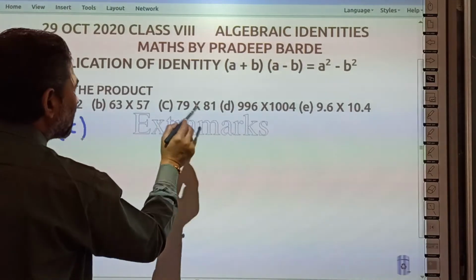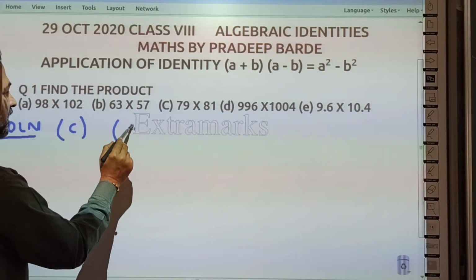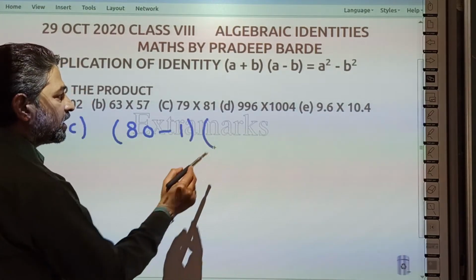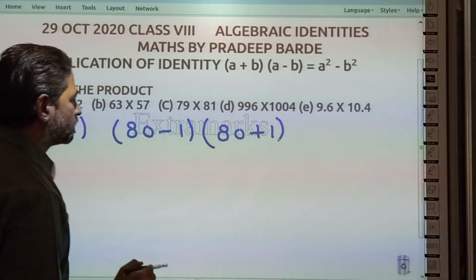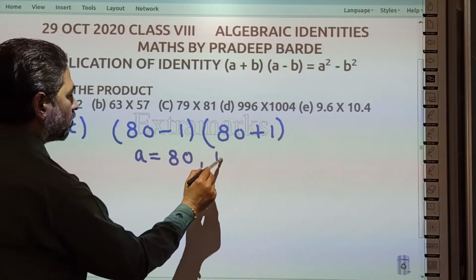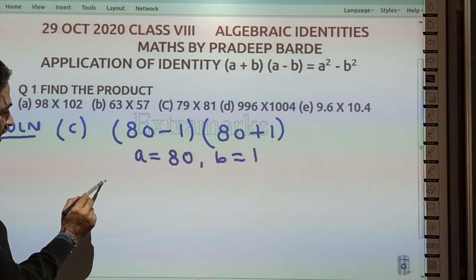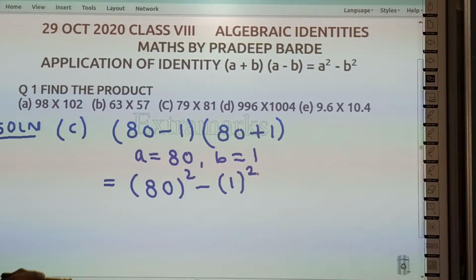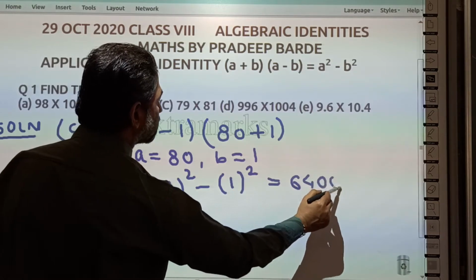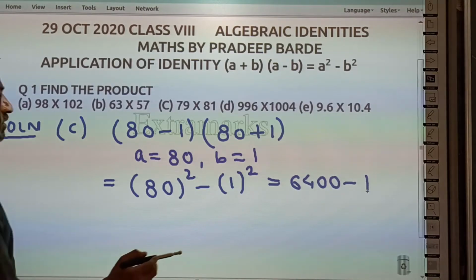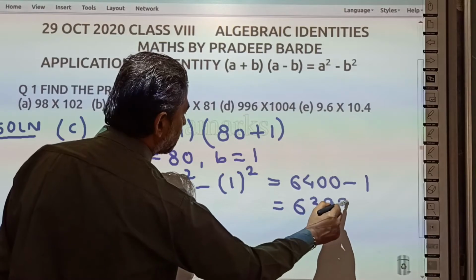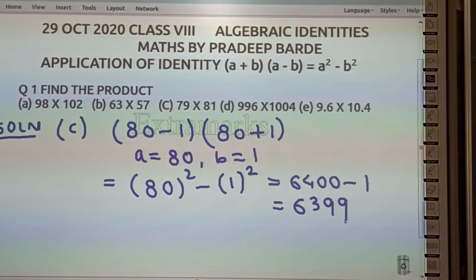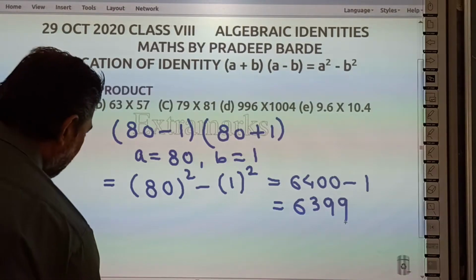Next example, students, 79 into 81. 79 can be written as 80 minus 1 and 81 can be written as 80 plus 1. So A is 80, B is 1. Applying the identity, we'll get A square, that is 80 square, minus B square, which is 1 square. 80 square is 6400 minus 1. So the answer is 6399. Oh, very simple. You need not multiply this. We'll see the large numbers also we can multiply with the help of this method. Students, the identities are very helpful for multiplication. Very helpful.